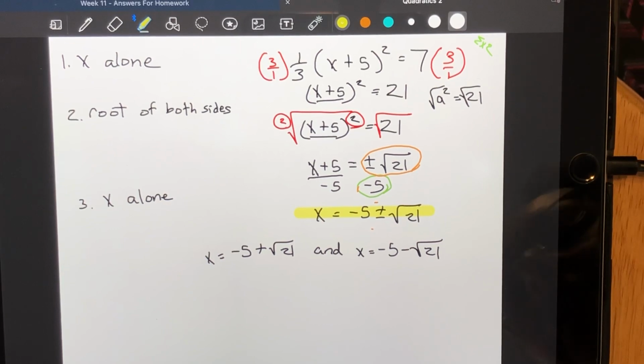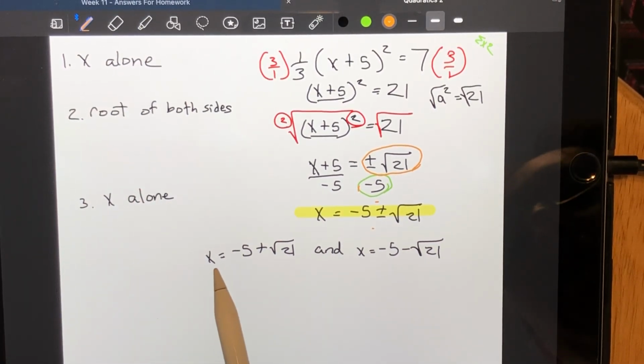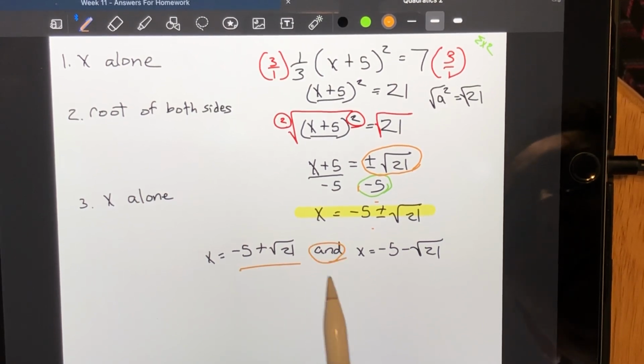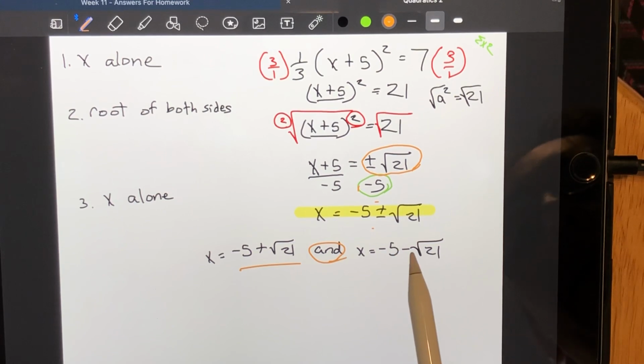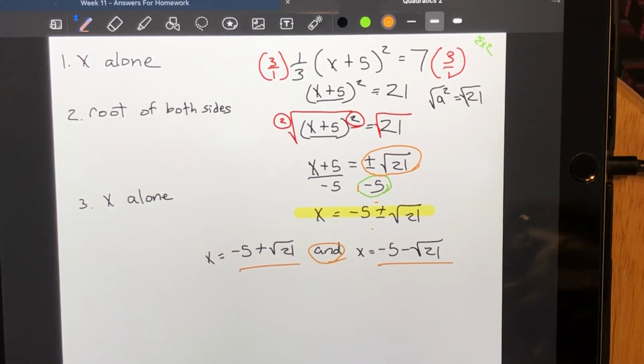What it really means, written out, is that you have 2 solutions. You have x is negative 5 plus the square root of 21, and x is negative 5 minus the square root of 21. So we have 2 separate solutions. It can be written all together as one individual solution.